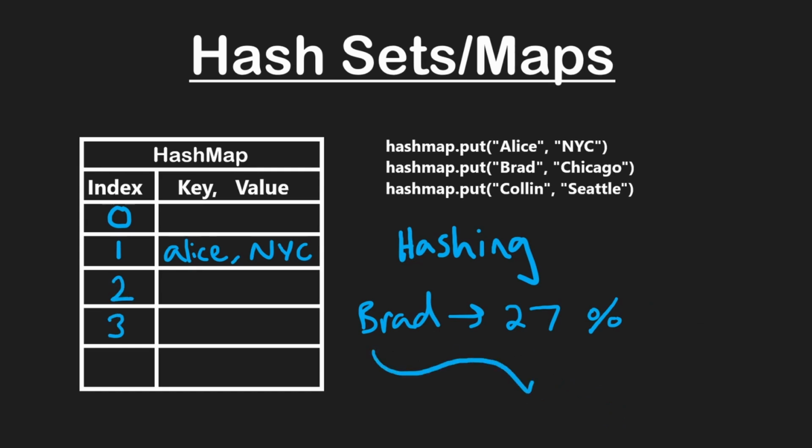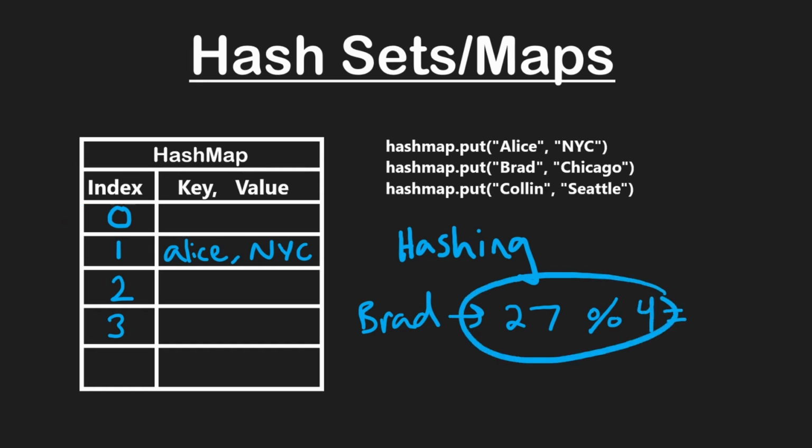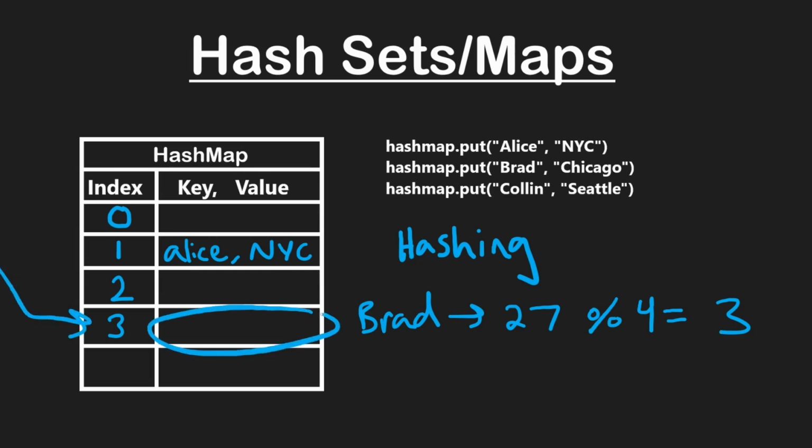So now finally, let's get back to Brad. Instead of modding it by 2, now that our hash map is size 4, we're going to be modding this by 4. 27 modded by 4 is 3. So in this case, we don't have a collision. And it makes sense because our chances of a collision have definitely decreased. We have a bunch more empty positions. So Brad is going to go over here. And the city that Brad lives in is Chicago.